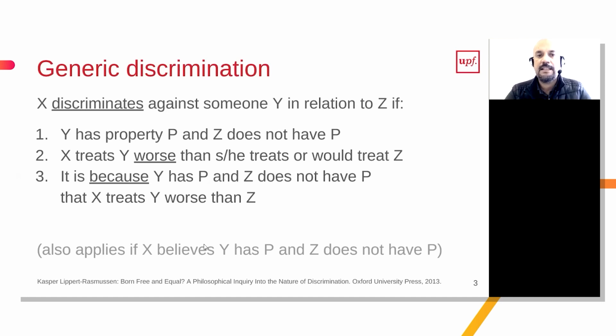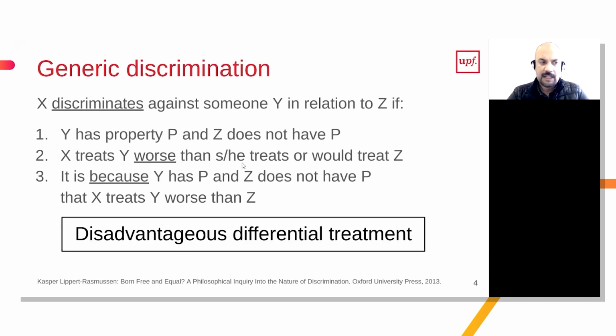So discrimination simply happens when an agent treats someone worse than another because they have a certain property. Now, it's simply a matter of disadvantageous differential treatment, right? You're treated differently and that treatment gives you a disadvantage.